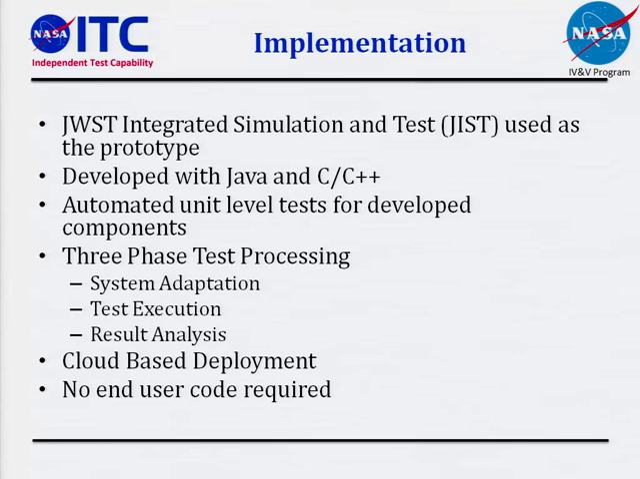We have the automated unit level testing for not only our model for the flight software, those tests that are delivered to us, we run those tests, we run our own unit level tests, and we run system level tests. For implementation, we use a three-phase testing process, first being system adaptation. So we adapt what we're given to be able to run within this kind of automated environment. We do test execution, and then we do the results analysis that comes out in the end.